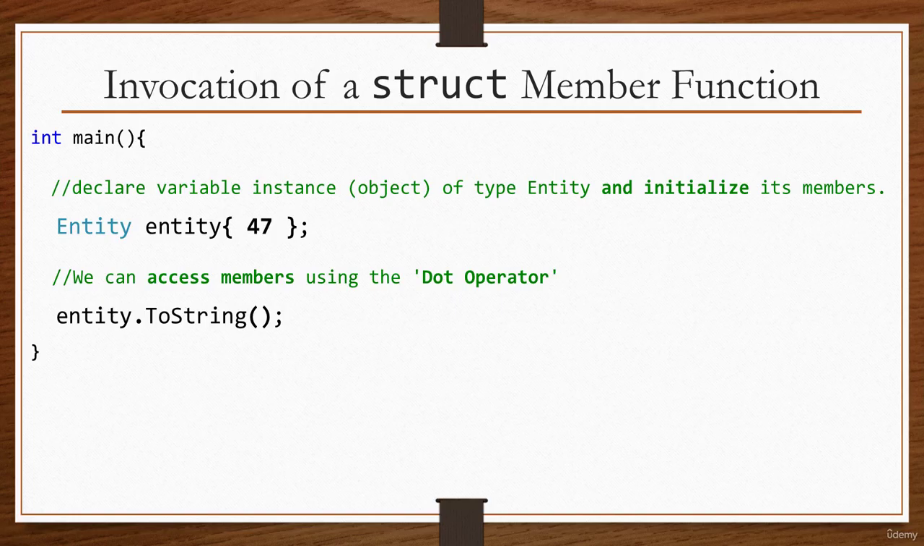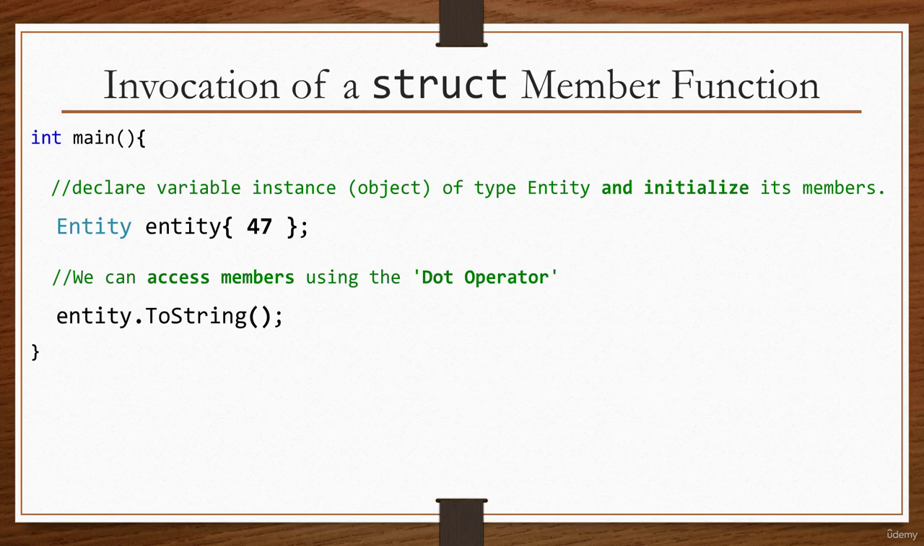Well, firstly we have to instantiate the particular struct. In this case we have entity. I name the instance variable here entity with a lowercase. Then I provide some initializers, some values here to construct the entity with. I pass in 47, so the member will be initialized to 47.